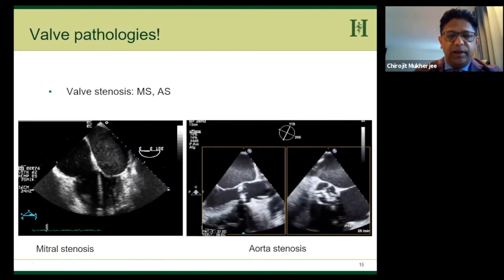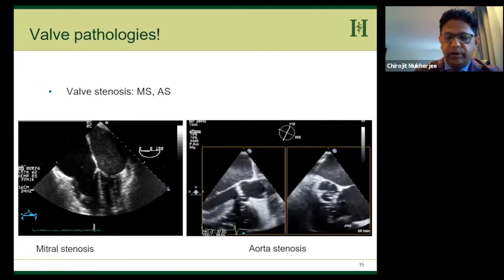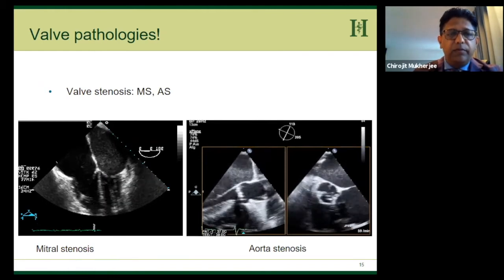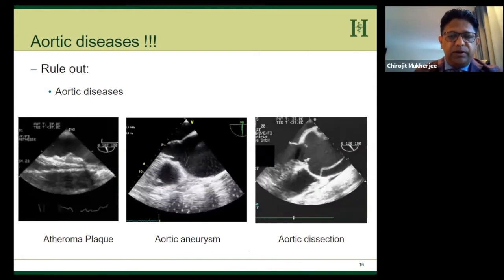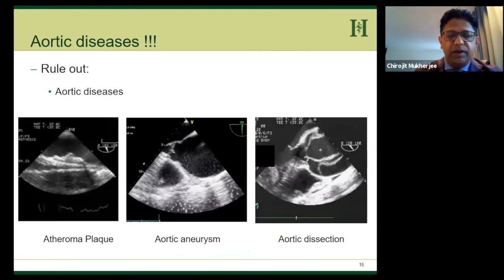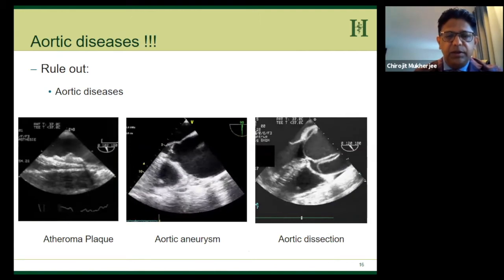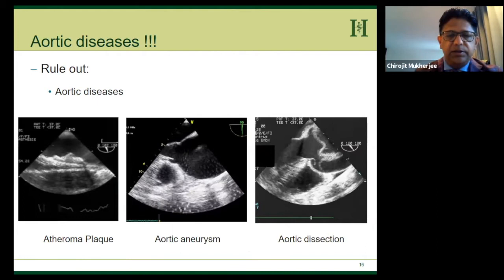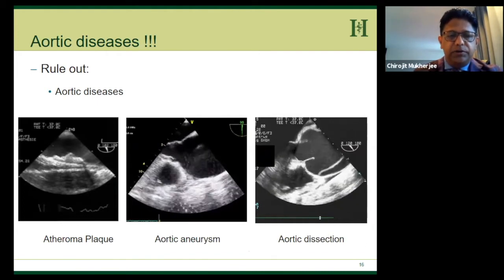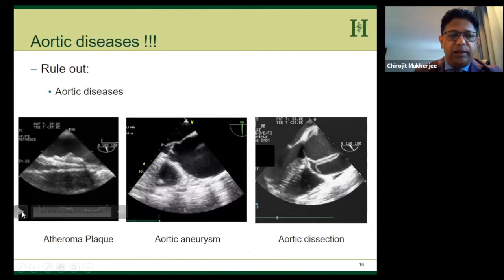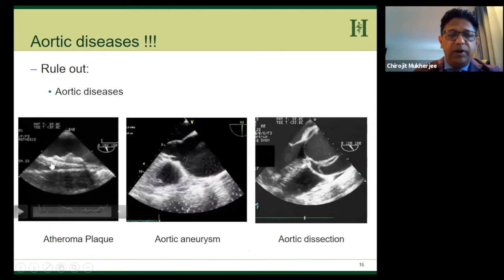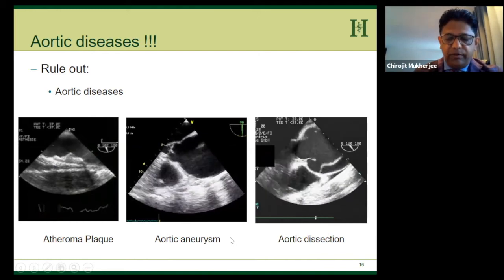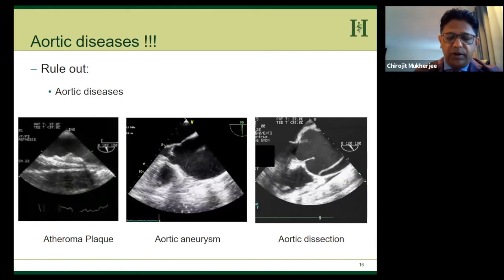And if it's a stenotic valve, obviously it needs to be replaced during the SS device implantation. What you also have to rule out is the presence of aortic disease, which I am seeing on the right side. Obviously, if you see aortic dissection, it's not the right candidate for an SS device implantation. The other issues are atherosclerotic plaques, and that can be ruled out preoperatively by doing an echo. An aortic aneurysm is something which needs to be addressed if at all an SS device is required in these patients.